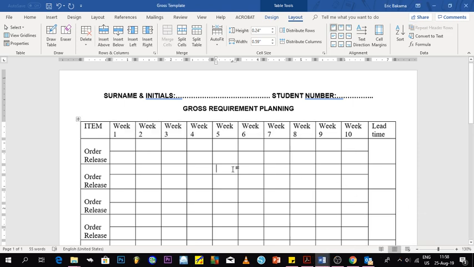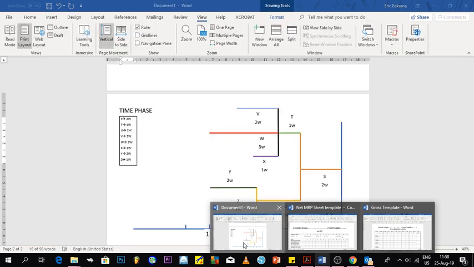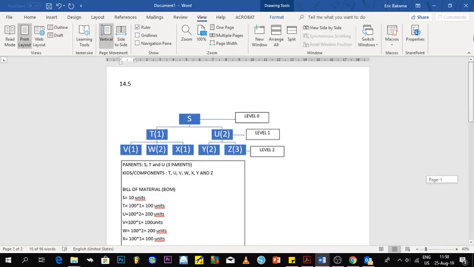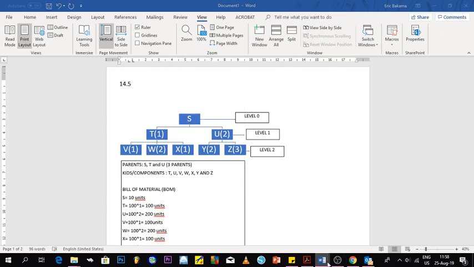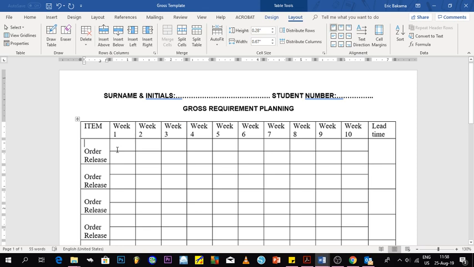So the first thing here, we'll start with the first element, which comes straight from the product structure. I always advise you to start with the elements as they appear on the different levels. The first one will be S, the second T, U, and V, W, X, Y, Z, based on the way they appear on the product structure. That's what I always advise you to go for. So the first component here is going to be S, and in your table here you will have S.